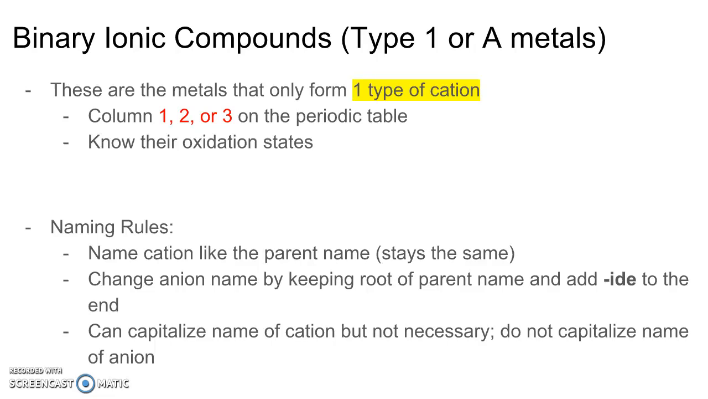So the basic naming rules for them: you name the cation like the parent name. It's just going to stay the same. Like sodium chloride, the first word, sodium, just stays the same. For the anion, the second word, you keep the root of the parent name and just add IDE to it. So we're combining our rules for naming a positive ion and a negative ion together to make a compound name. You can capitalize the name of the cation, but it's just not necessary. Don't capitalize the name of the anion. You'll just sometimes see different symbolism.